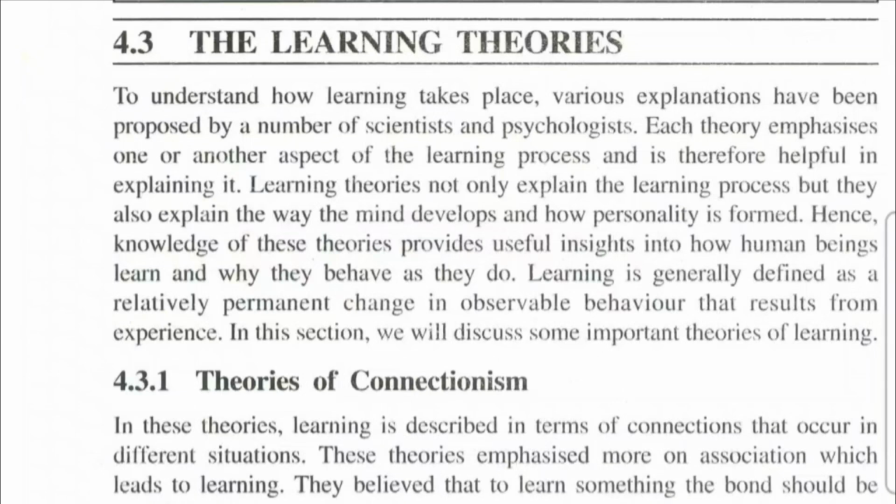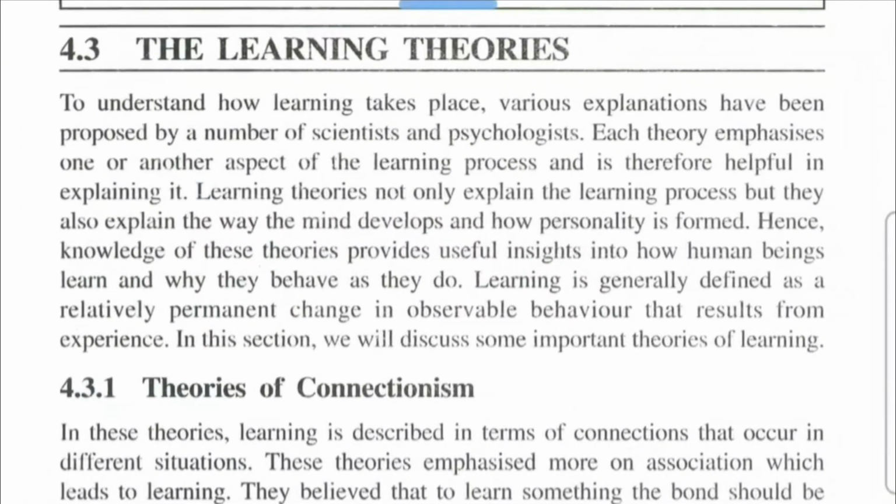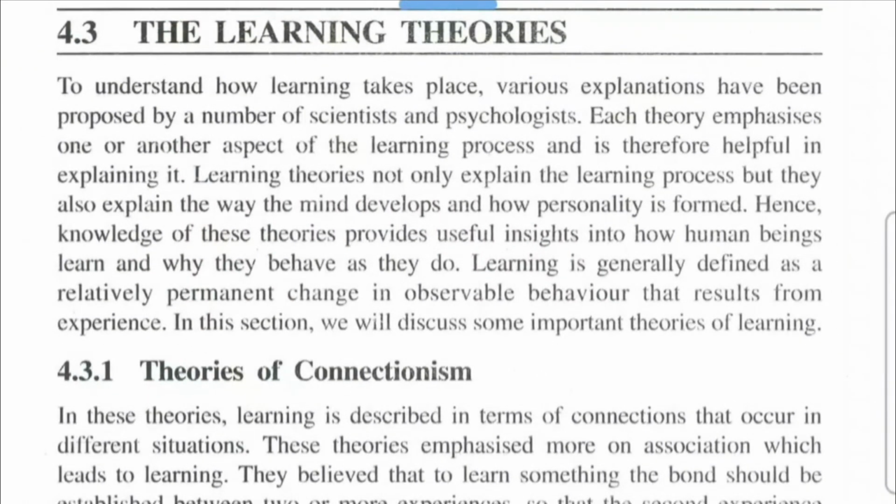Learning is generally defined as a relatively permanent change in observable behavior that results from experience. In this section, we will discuss some important theories of learning. 4.3.1 Theories of Connectionism. In these theories, learning is described in terms of connections that occur in different situations. These theories emphasized associations that lead to learning. They believed that, to learn something, a bond should be established between two or more experiences so that the second experience tends to connect to the first one.